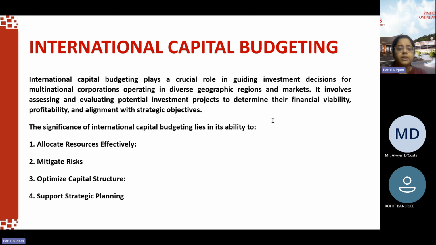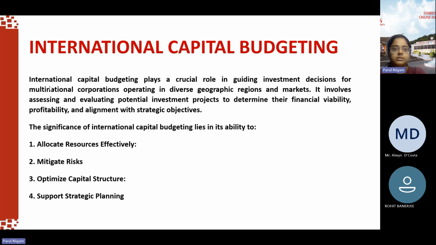Okay, so the significance of international capital budgeting lies in its ability to allocate your resources effectively. What does it mean to allocate resources effectively? Capital budgeting helps businesses allocate financial resources to high return projects, avoiding wastage and improving efficiency.